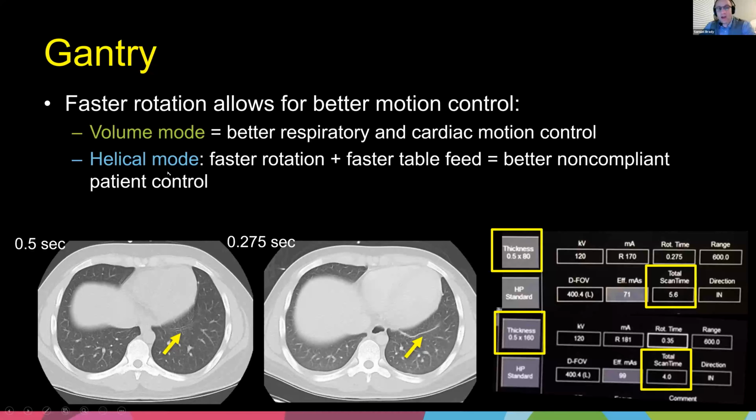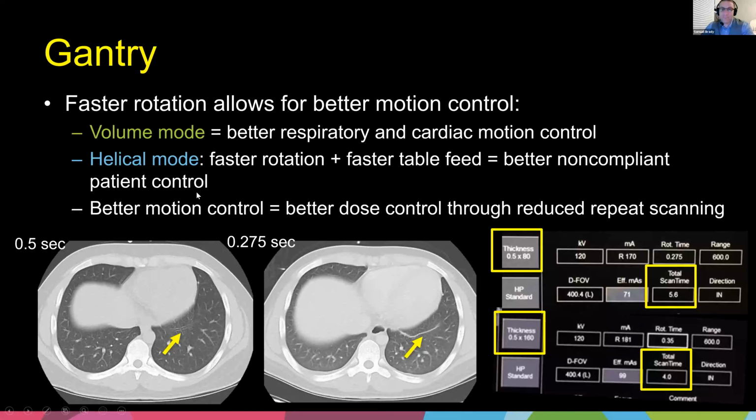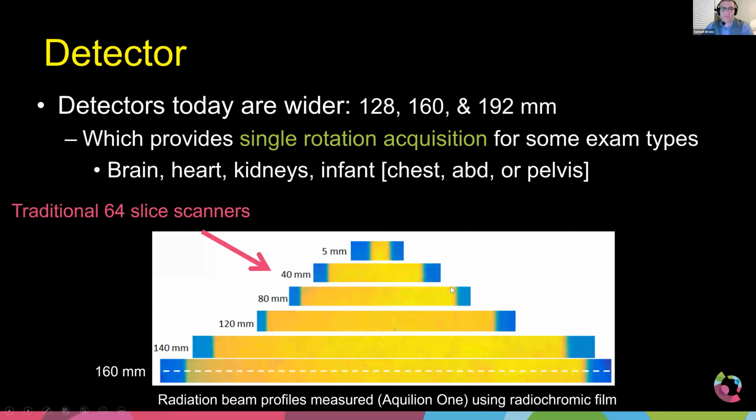But there are other machines that do helical imaging. The table is moving fast and the X-ray tube is moving fast. The two of them are moving really fast, and so we can get the patient through pretty quick too in these high helical modes. So better motion control equals better dose control. How is that? Well, that's just because we're not repeating our patient scans.